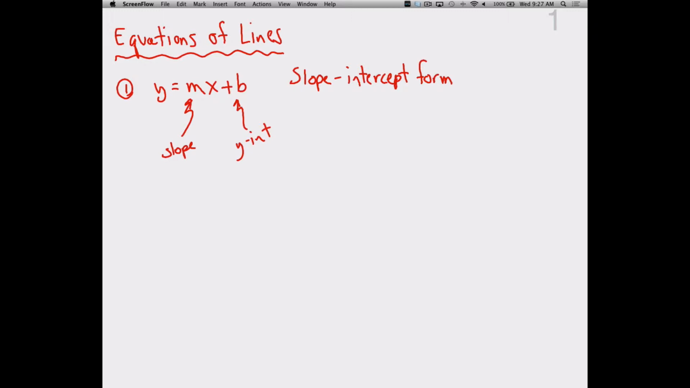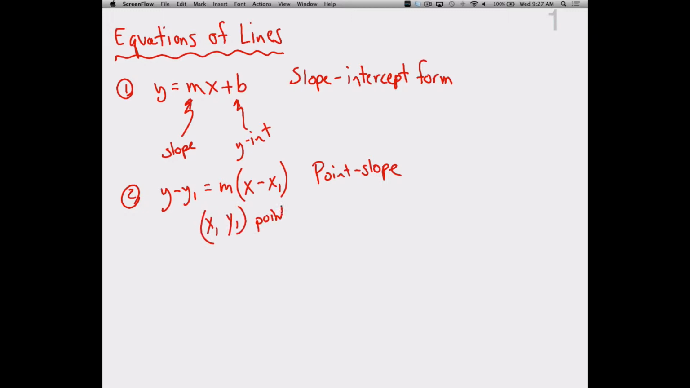Have you done point slope? Yes. Okay. Point slope is what all the cool kids use. So I'm going to try to convince you that point slope is the way to go. Y minus y1. So slope-intercept form requires 2 things, a slope and a y-intercept. Point slope requires 2 things, a point and a slope. So x1, y1 is a point. And m is the slope.